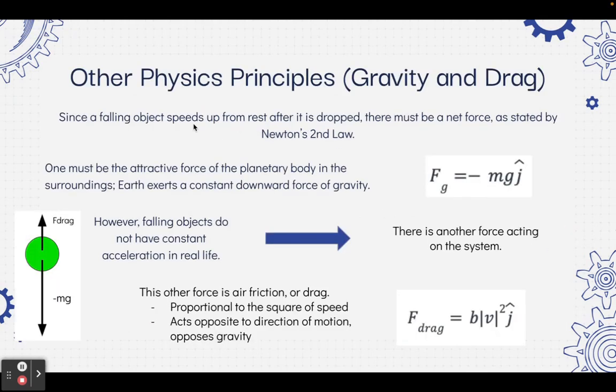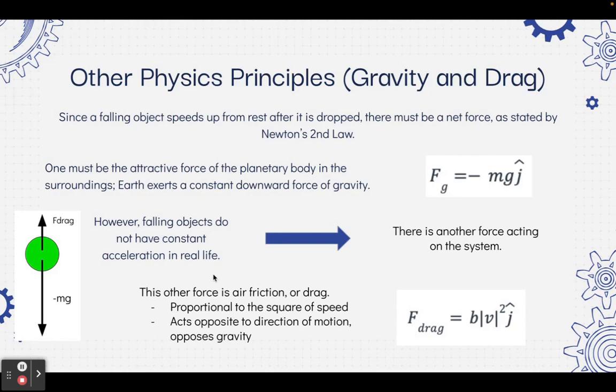So since a falling object speeds up from rest after it's dropped, there has to be some net force, as indicated by Newton's second law. So one has to be the attractive force of the planetary body in the surroundings. We know that Earth exerts a constant downward force of gravity. However, in real life, falling objects don't generally have constant acceleration, which means that there has to be some other force acting on the system.